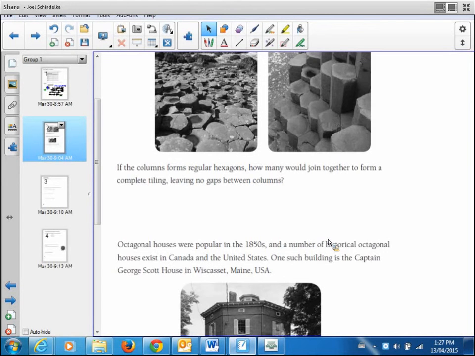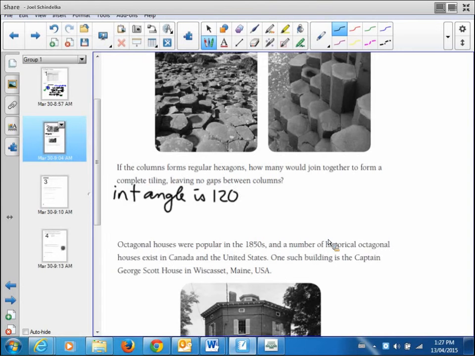If the interior angle is 120 degrees, and you actually drew a perfect hexagon, which I didn't when I was trying to draw it. How many do you need? Like, how would you solve this mathematically with numbers?